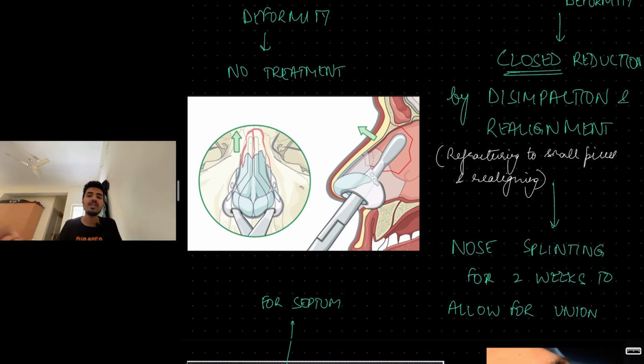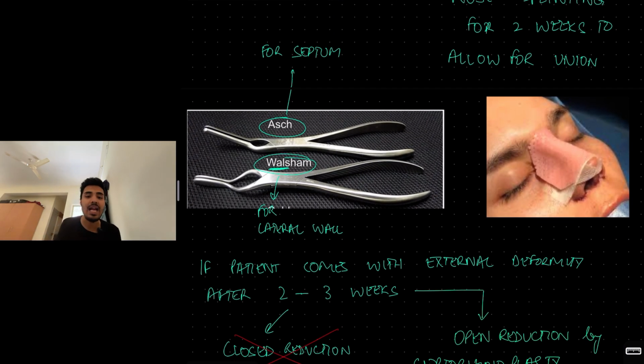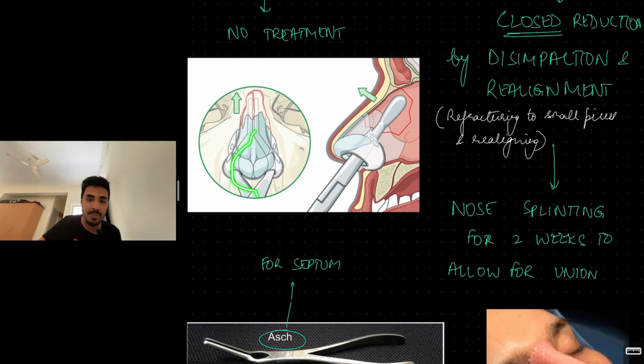There is something known as disimpaction and realignment. Basically, using these forceps known as Ashe's forceps and Walsham's forceps. Ashe's forceps is for the septum. Walsham's forceps is for the lateral wall. So using Ashe's forceps and Walsham's forceps, as you can see here, the forceps is going and holding onto the septum like this, right? So what we do is we do disimpaction.